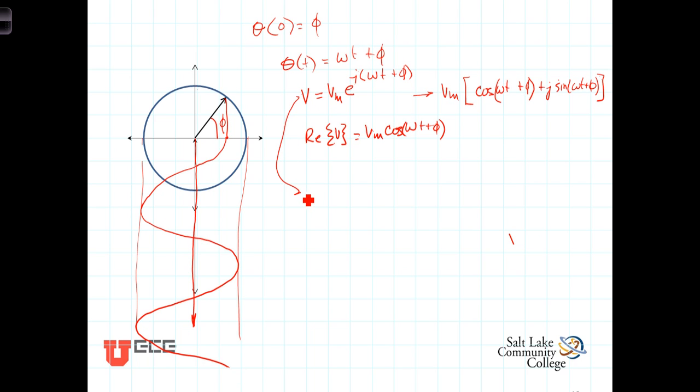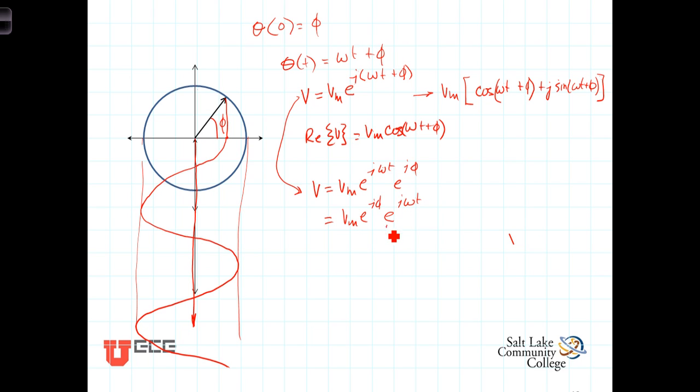Let's take this term and rewrite it using properties of exponents to take our analysis just another step further. Thus we can say then that v is equal to v sub m e to the j omega t times e to the j phi. Just the multiplicative property of exponents. Now let's rewrite this as v sub m e to the j phi times e to the j omega t.